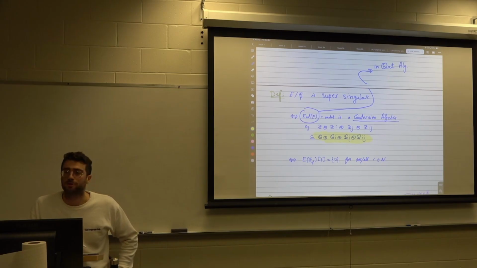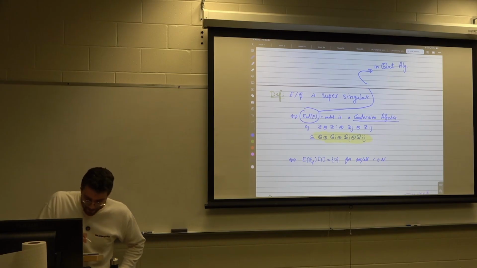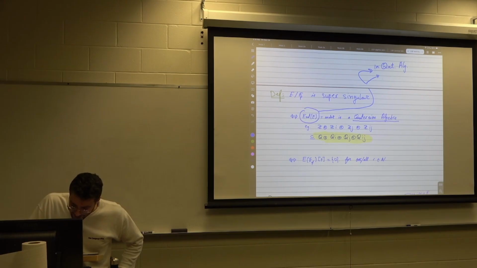right? You know the quaternions. Okay, but then it doesn't have to be. It can be in some quadratic extension.